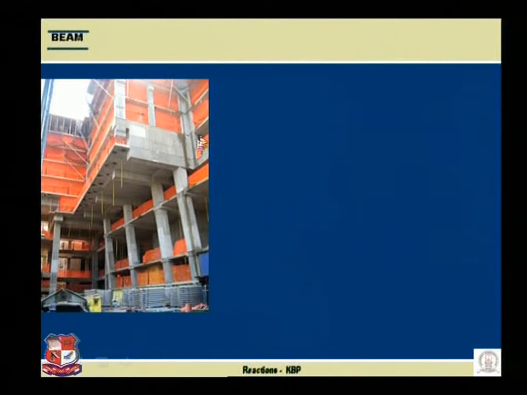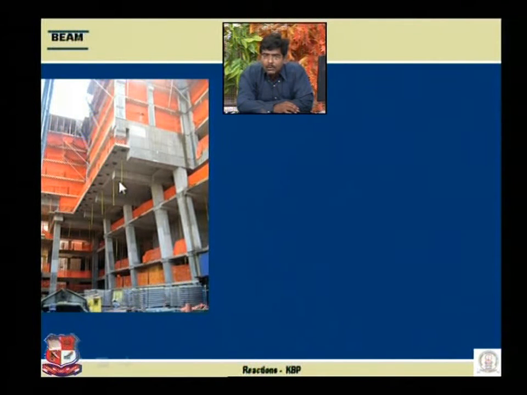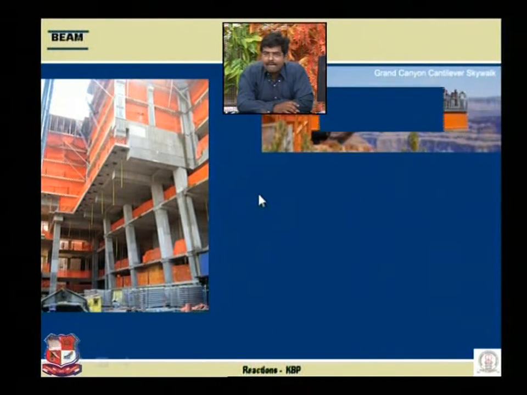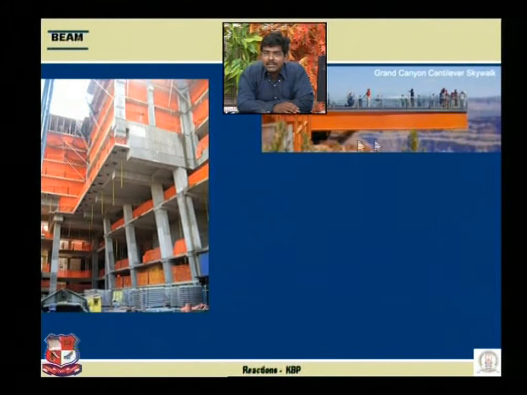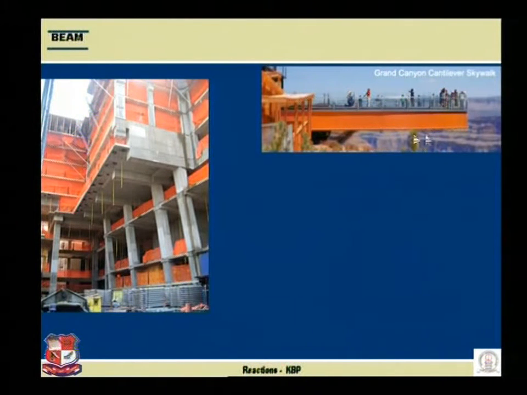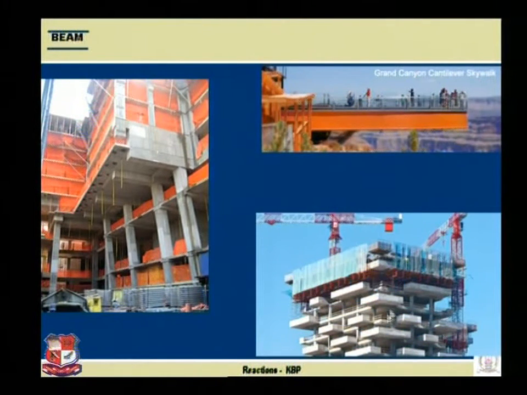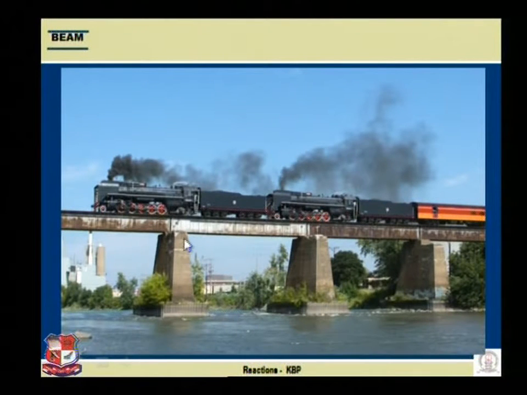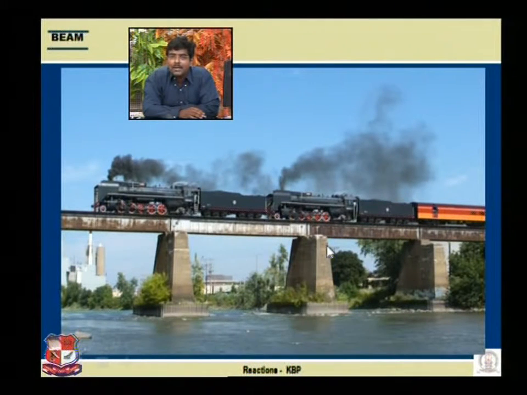Next example, overhanging beam. See the part, this beam is overhanged beyond the support. This column is there, this part is overhanged over here and the rest of the beam is inside. A large cantilever portion is shown over here. Large balconies, cantilever projected outside. Simply supported, once again examples, the train is passing on the bridge, the span is of simply supported nature. Each span is of simply supported nature.